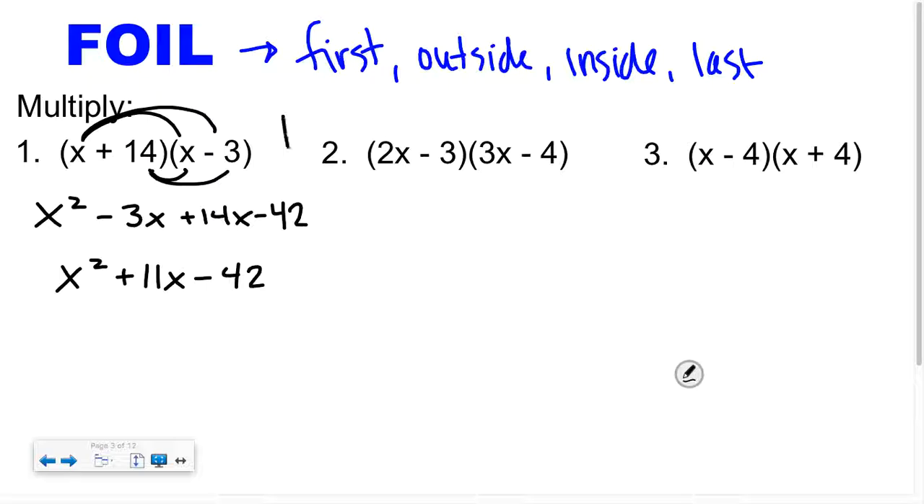Okay, try number 2 on your own, by FOILing. Happy Monday.